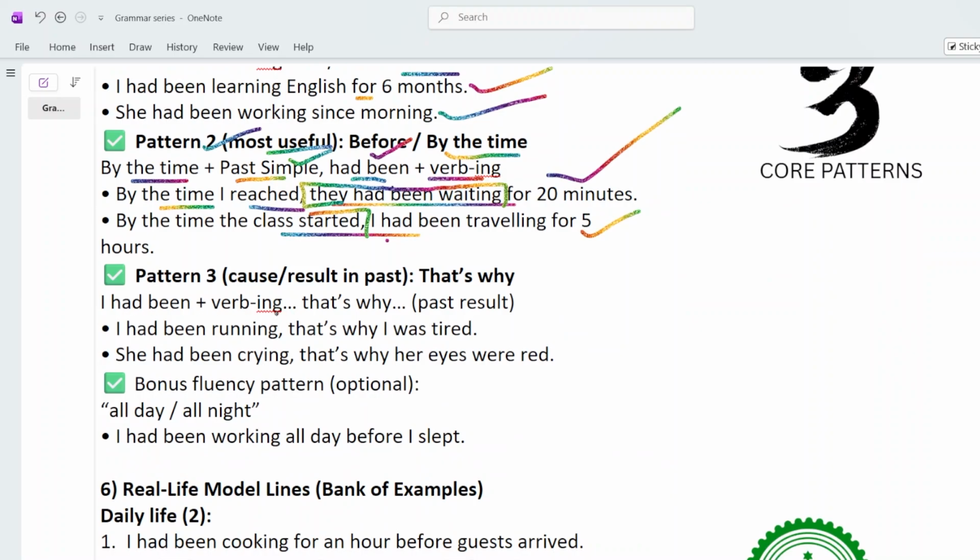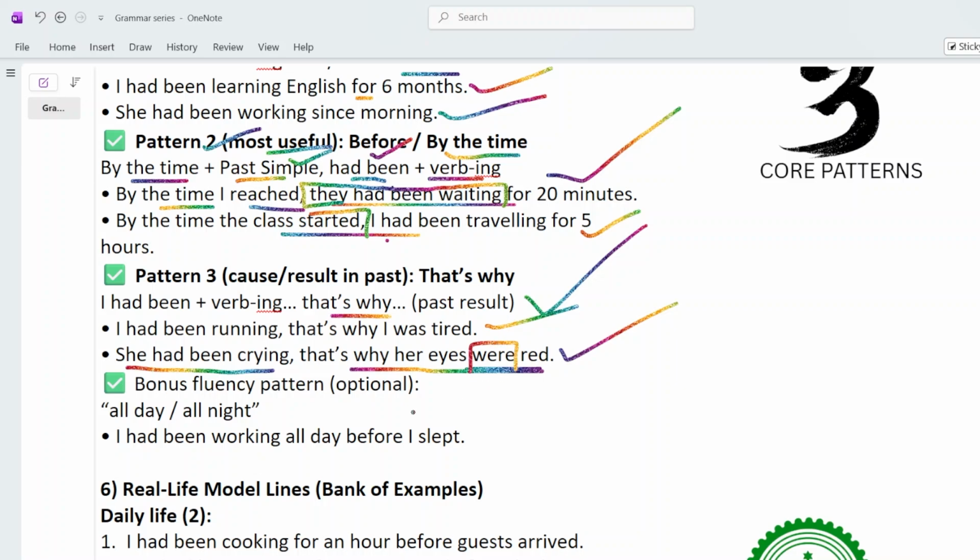So, I had been, then any verb in the ing form. That's where you're going to give a result. What am I saying? You're going to talk about a result here. That is, I had been running. That's why I was tired. She had been crying. That's why her eyes were red. Were is past tense. All right. So till here it is past perfect continuous. Here you're just going to use another tense, which is also related to the past itself.